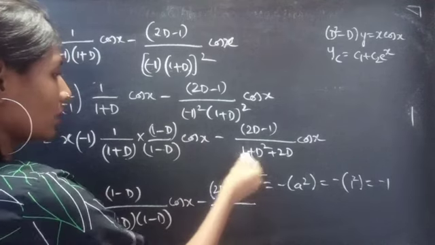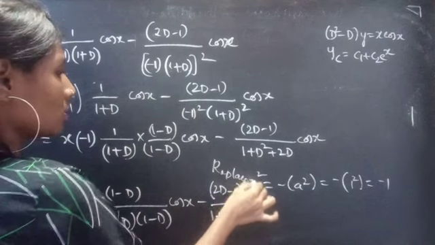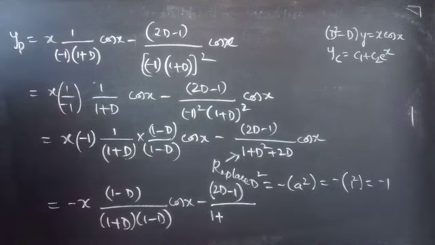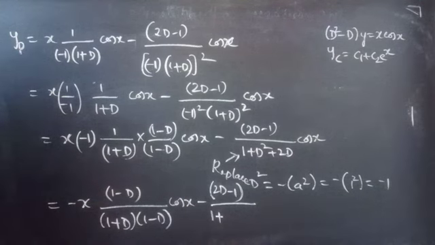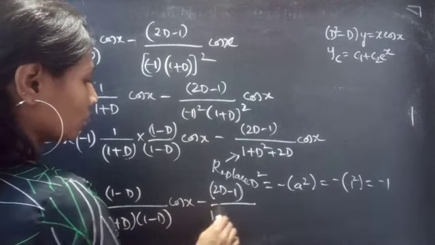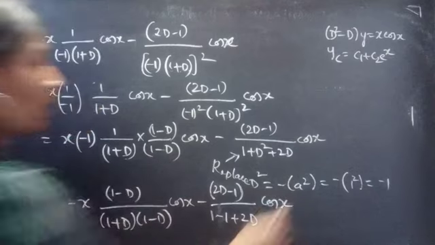Okay, just replace d square by minus 1 only in the second term, because in the first term we don't have any d square, right? So let's replace d square by minus 1. We'll get 1 minus 1 plus 2d into cos x.